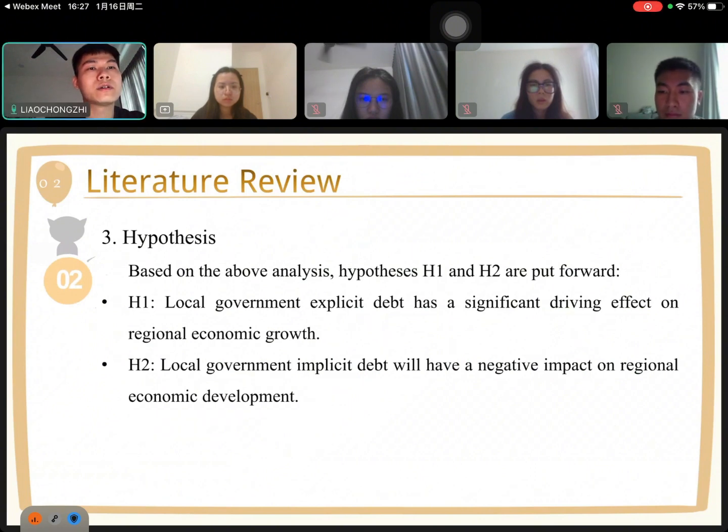Hypotheses based on the above analysis. Hypotheses H1 and H2 are put forward. H1: Large government implicit debt has a significant influence on regional income growth. H2: Local government implicit debt will have a negative impact on regional income development.